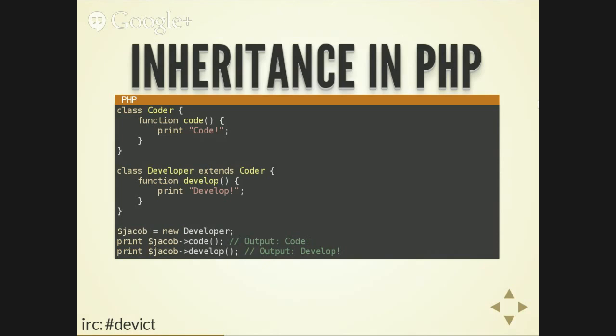If I went the other direction, say I took my son Carter, he's 2.5, so maybe he is a coder but not a developer. If I say Carter equals new coder, and I say Carter code, then it would code. But if I say Carter develop, it would be like, I don't know what you're talking about. That's not a method that I have.